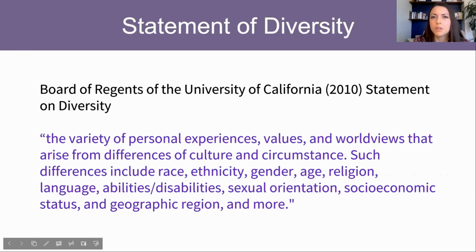I wanted to highlight one statement, and I think there's actually a more updated one that I don't have available right now, but it covers the same information. This is from the Board of Regents of the University of California, Statement on Diversity, and they describe it as a variety of personal experiences, values, and worldviews that arise from differences of culture and circumstance, such as differences in race, ethnicity, gender, age, religion, language, abilities, disabilities, sexual orientation, socioeconomic status, and geographic region, and more, right? So diversity is a very broad term, but we do want to be inclusive of all the different ways that experience and identity is represented. This one captures quite a bit of the different ways that individuals can be diverse and represent diverse identities.